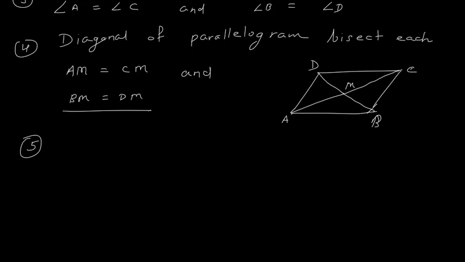Okay. Next we have seen that opposite angles are equal. So again you can say that if opposite angles are equal, then it is a parallelogram. So these are all converse statements. Third, we have seen that diagonals bisect each other. If it is a parallelogram, diagonals bisect each other. So conversely, I can say that if diagonals are bisecting each other, then it is a parallelogram. Okay.